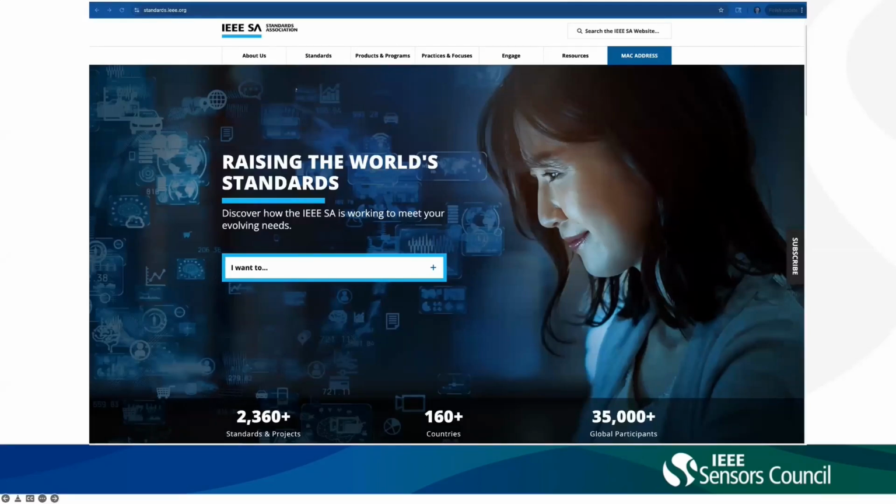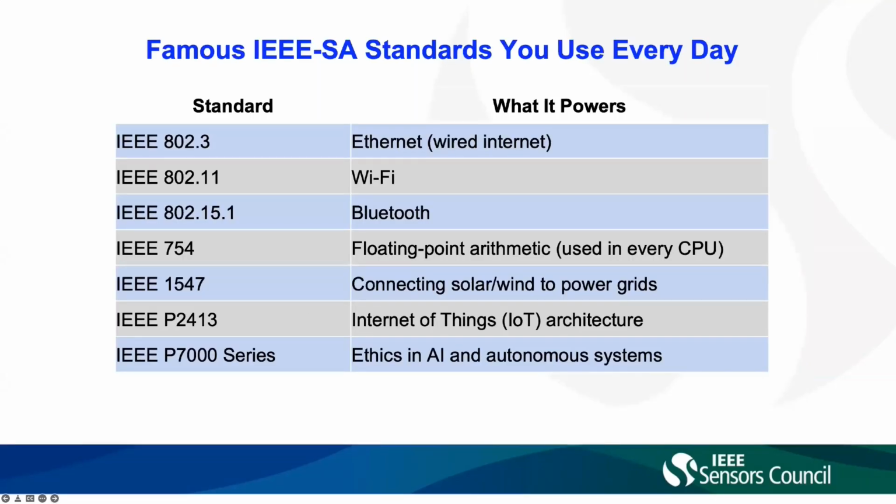This is the website, standards.ieee.org. And from there, you can reach all the information about how to create standards and all the ones that are active. There are over 2,300 active projects and over 35,000 participants around the world that are helping to write these standards. And here are some of the standards you use every day in life.